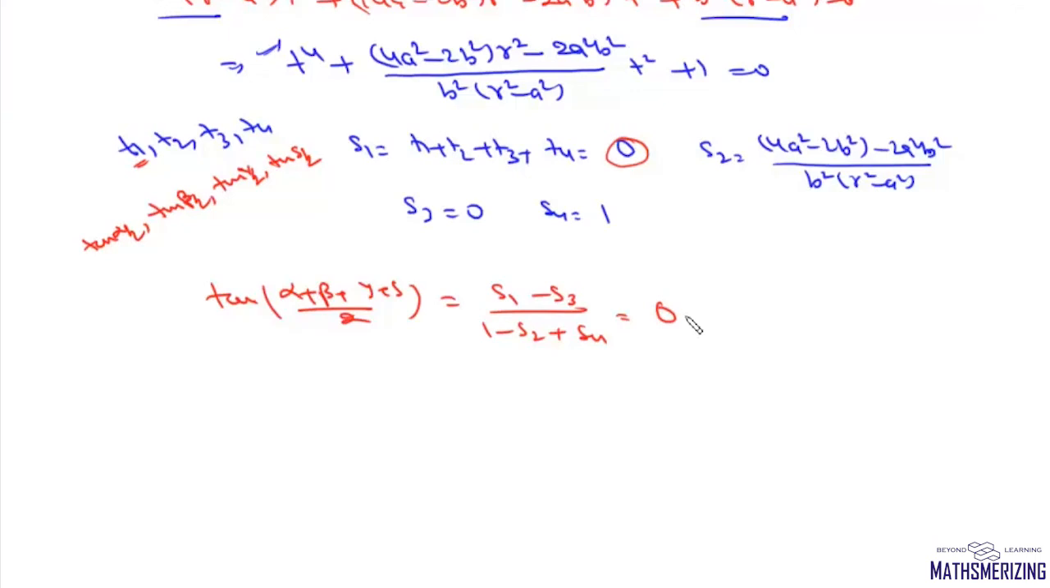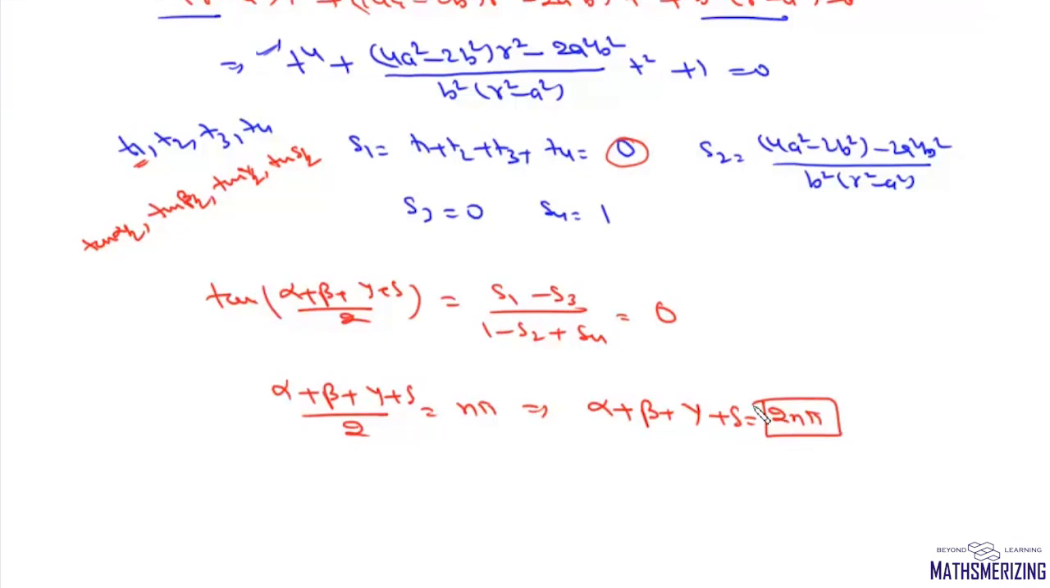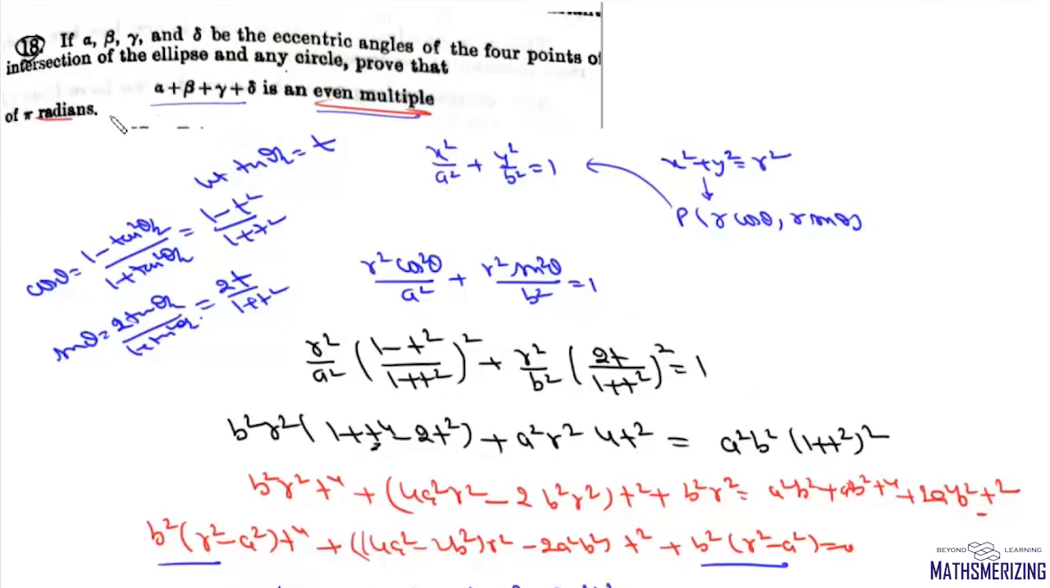Now we know that if tan theta is 0, then theta is n pi. So from here we can write (alpha plus beta plus gamma plus delta) upon 2, and this value is n pi. So from here we can write alpha plus beta plus gamma plus delta is equal to 2n pi. So that is the sum of eccentric angles of these 4 points, alpha plus beta plus gamma plus delta. It must be an even multiple of pi. So this is how we solve these questions.